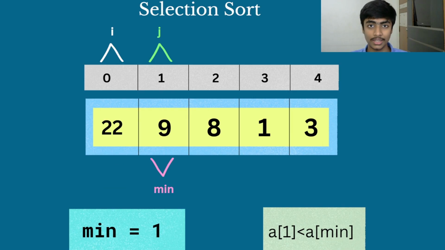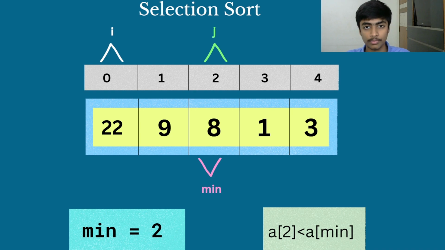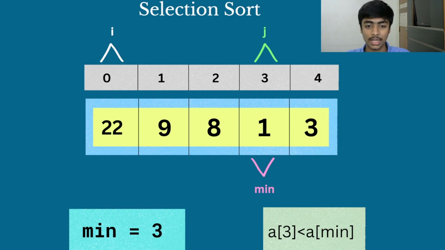Remember, what we're doing is that if this is our minimum value and we find something lower than that, we're just setting this as our new minimum value. Our j is now going to increment to 2. And we're going to check again if a of 2, basically 8, is lesser than a of min, 9. Since this is again true, we're going to set min to 2. Our j is going to increment again to 3. We're going to check if a of 3 is lesser than a of min. This is again true, so our min is going to be set to j. Min is going to become 3.